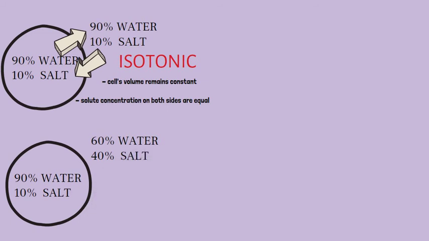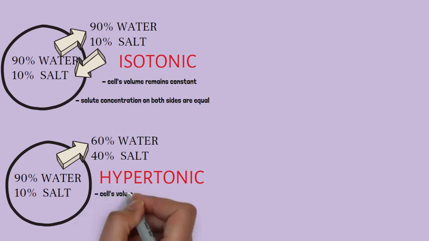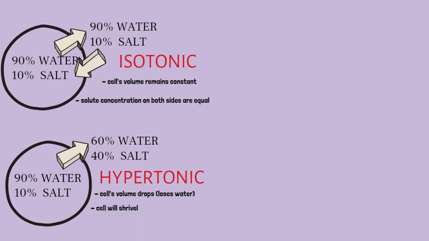Water will move from the inside to the outside because water will move towards a higher concentration of solute, which is salt. This is called hypertonic. The cell's volume drops because it loses water. And because the cell loses water, the cell will likely shrivel.